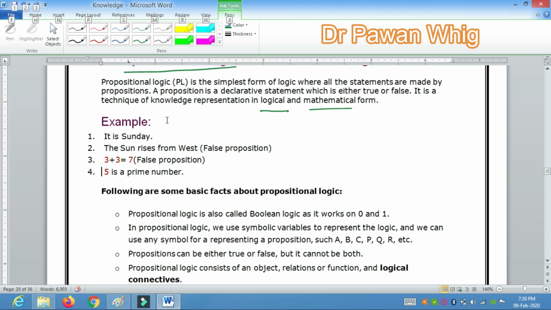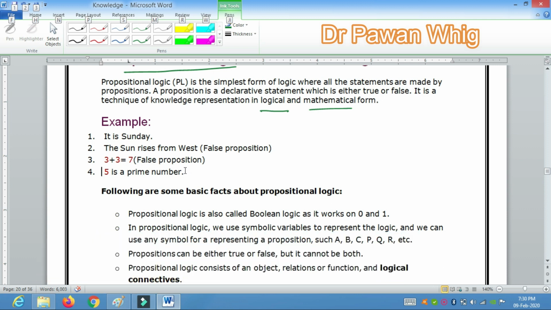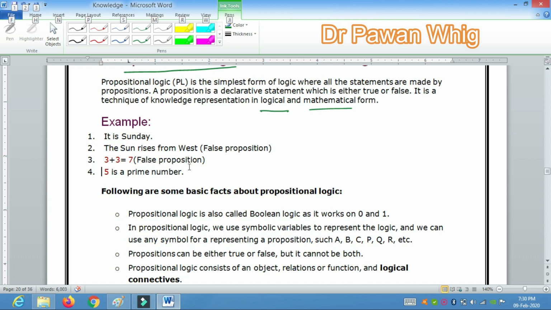These are some examples of propositions: it is Sunday; the sun rises from the west, which is a false proposition, because a proposition may be true or false; 3 plus 3 is 7, which is again a false proposition; 5 is a prime number, which is a true proposition. These are examples of the proposition, not the propositional logic. So we'll move forward.